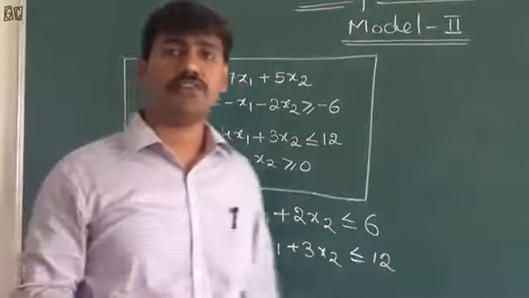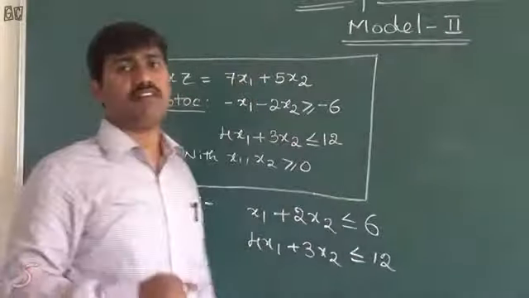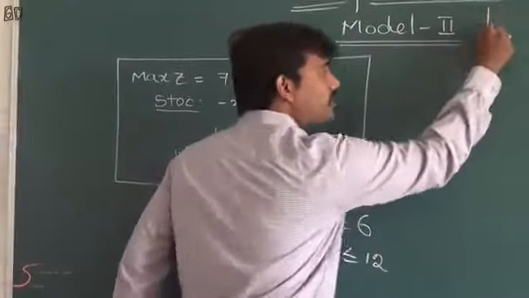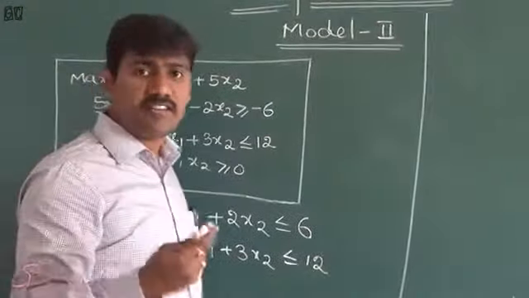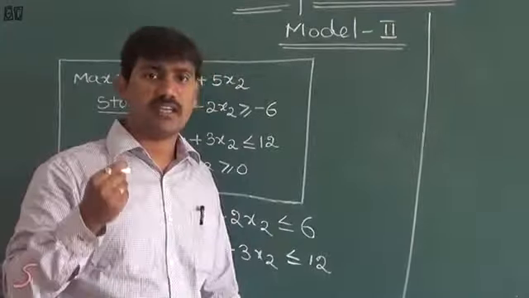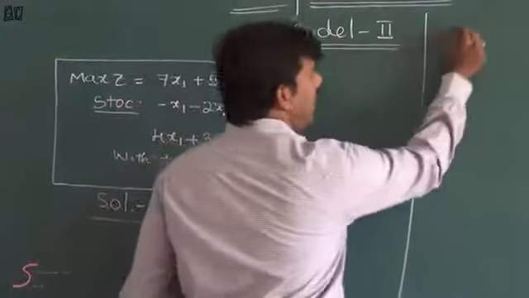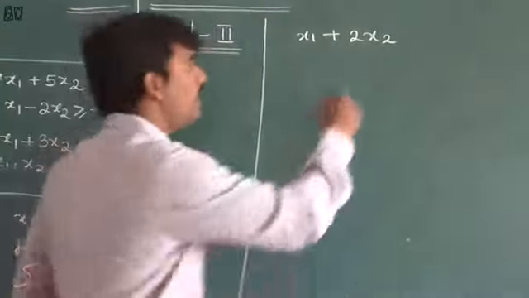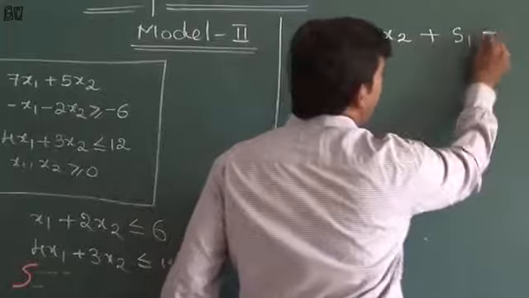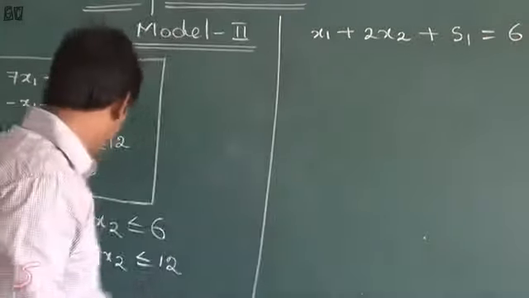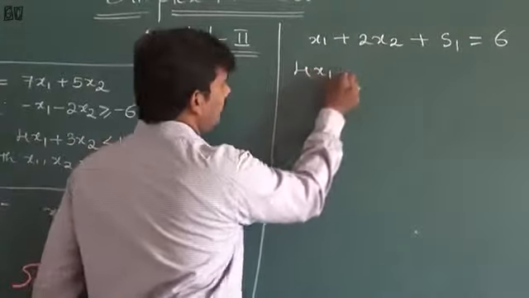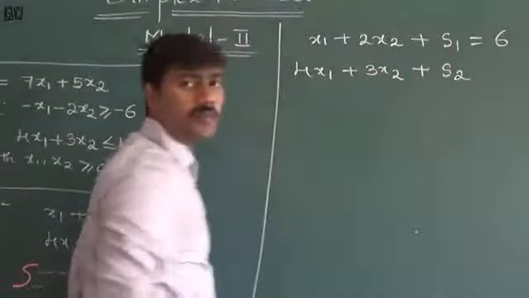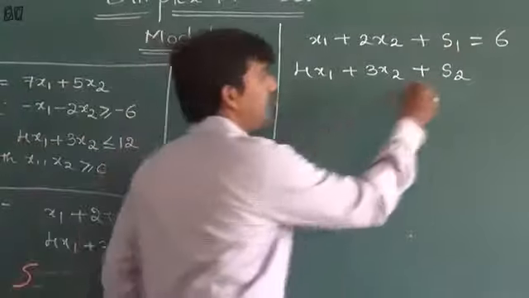The next step, as usual, is to make these inequalities into equalities by introducing slack variables. If the constraint is in the form of less than or equal to type, without loss of generality, we introduce a slack variable to make all the constraints equalities. That is x1 plus 2x2, which is less than or equal to, so we introduce a slack variable s1, equal to 6. And one more we have, 4x1 plus 3x2, another less than or equal to, so we introduce a slack variable s2, equal to 12.